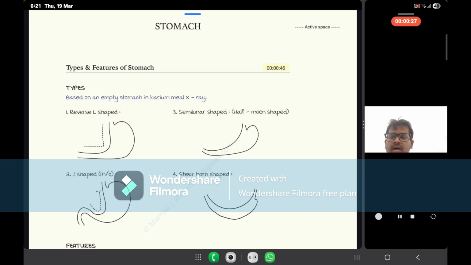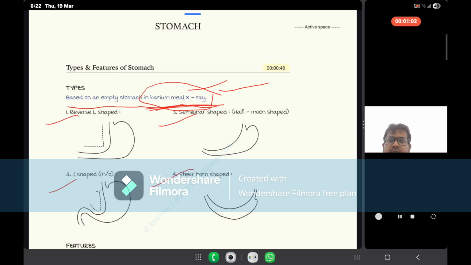To know the shape of the stomach, what we do here is the barium meal X-ray. What is meant by barium meal X-ray? In a barium meal X-ray, the person is given food containing barium, and then we take an X-ray of that person, based on an empty stomach. Now we move to the four types of stomach.